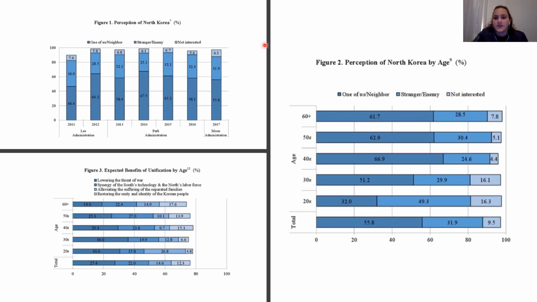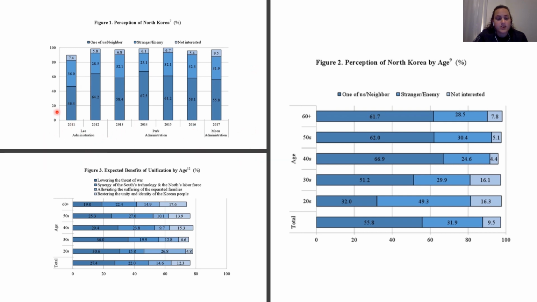So we're going to look at another set of charts from that previous survey. The first two we're going to look at are these. These are the perception of North Korea. Are they seen as one of us, a neighbor, a stranger? Just don't care. It's the same thing over here. So first we're going to look at it by each administration.